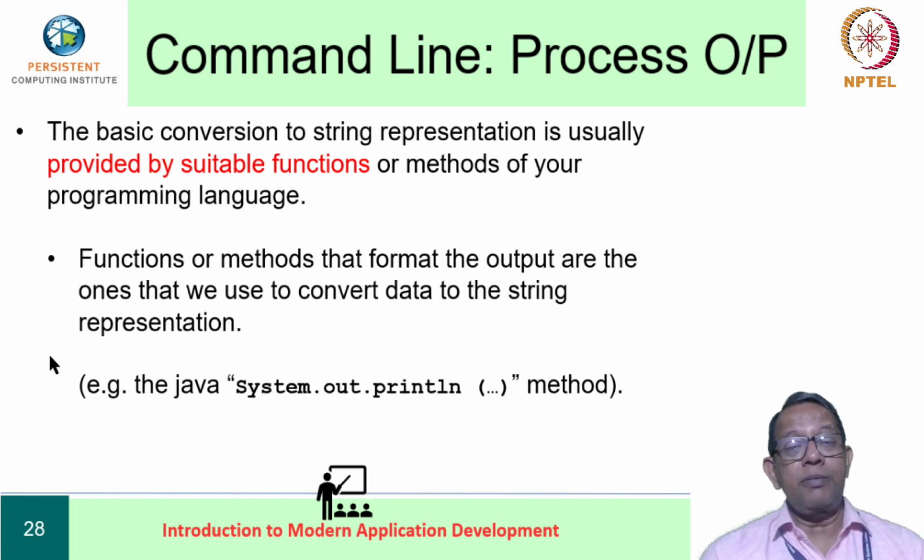The basic conversion to string representation is usually provided by suitable functions or methods of your programming language. Functions that format the output are the ones that we use to convert the data to the string representation. For example, in Java, you might be using System.out.println or any such suitable method. But these methods that convert to string representations are often provided by the language itself. Again, this is a good point to stop this video and review what has been done.